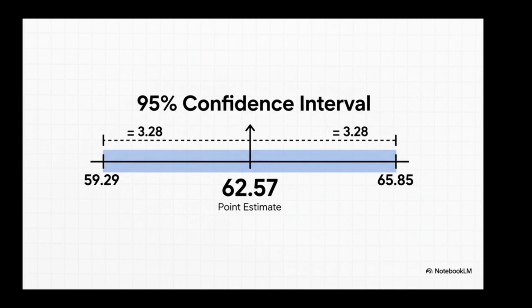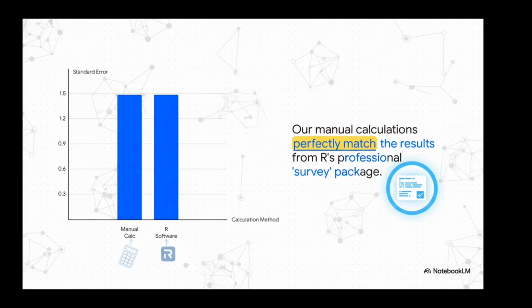And just to bring this all home, check this out. This is the output from running the exact same analysis in R using the survey package, which is really the gold standard for this kind of work. And would you look at that? The results for the mean and the standard error are identical to what we just calculated by hand. This proves we did it right, and it shows you exactly how this is done in the real world.